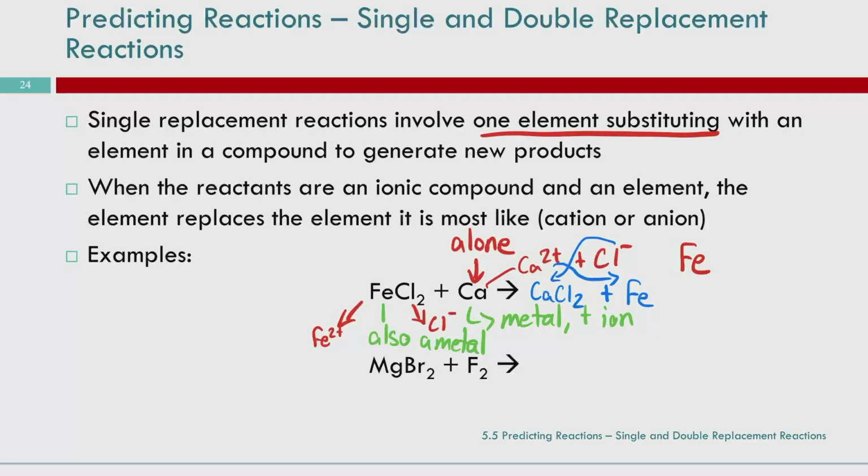The reason that iron went from a 2+ to a neutral charge is the transfer of electrons that was going on. So calcium originally no charge, gave 2 electrons to the iron, and they swapped places, in case you're wondering how the charge stuff works out.